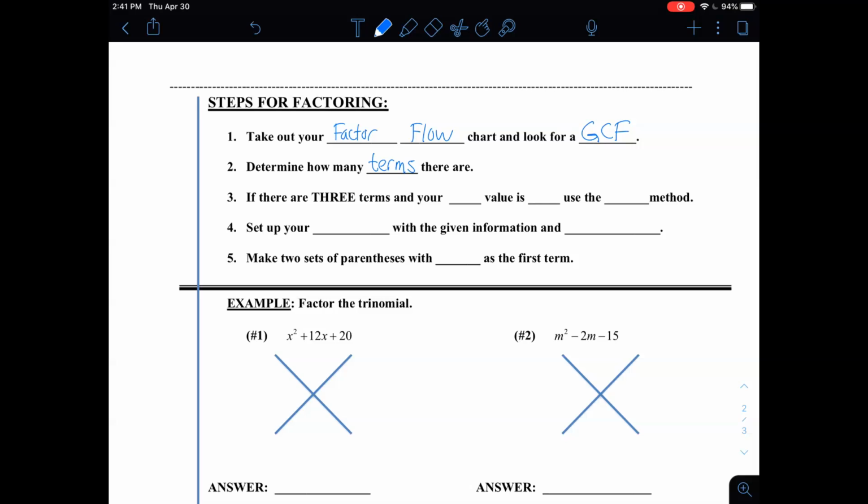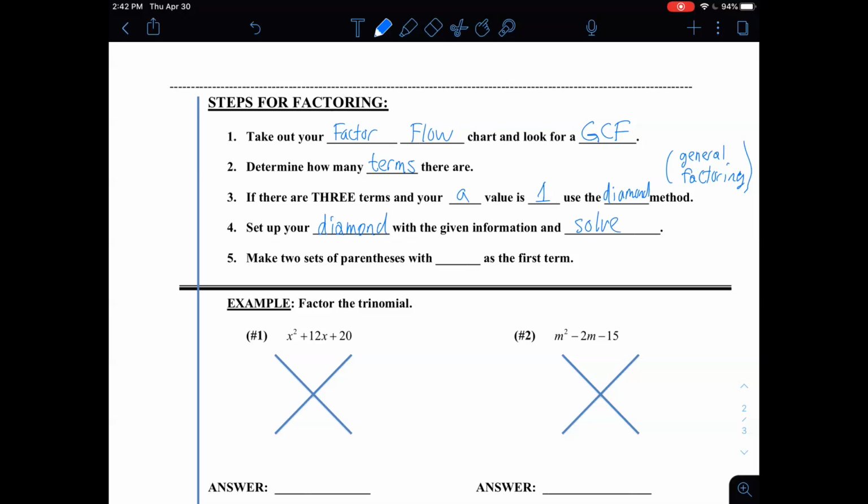Okay. If there are 3 terms and your A value is 1, you're going to use the diamonds or general factoring method. And if you're using general factoring, you're going to set up your diamond, or X. It usually just looks like an X for me when I do these. Set up your diamond with the given information and solve.